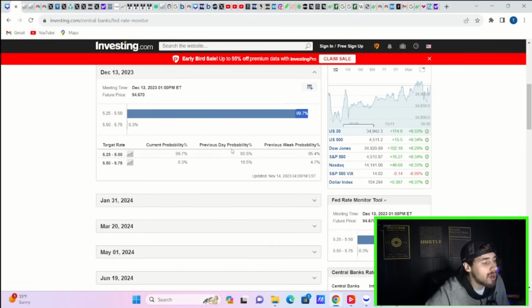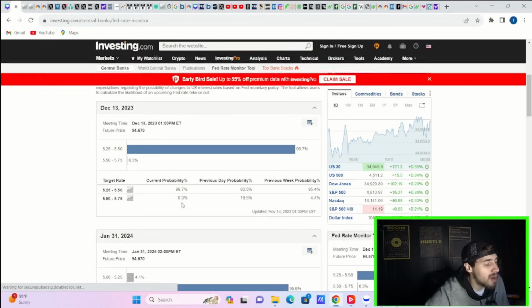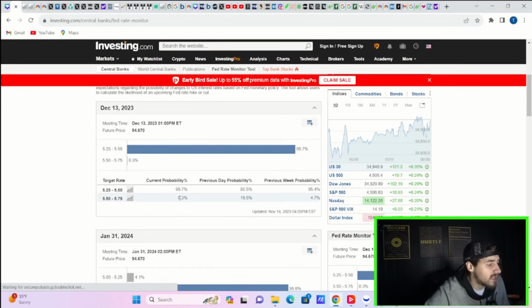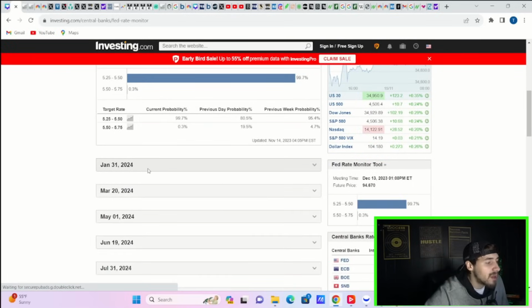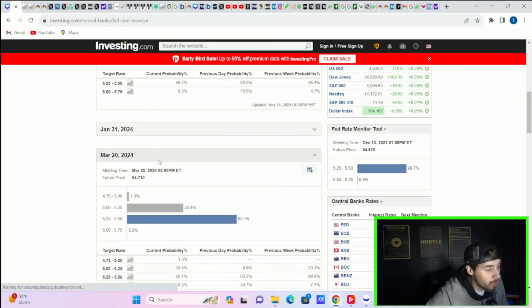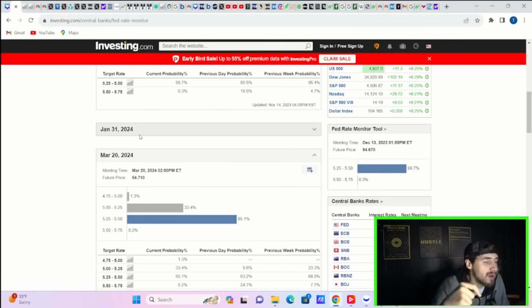You still have almost a 100% chance of a continued pause for December. And now there's actually a 4% chance of a rate cut coming on January 31st. So you're actually starting to price in the possibility of a rate cut by January. Now for March 20th, 2024, there's a 1.3% chance of two rate cuts by March. So that would be one in January, one in March.